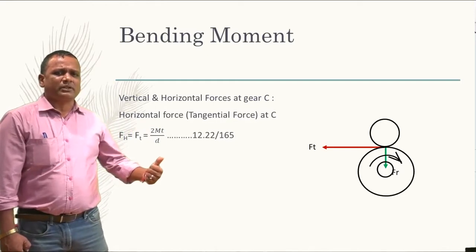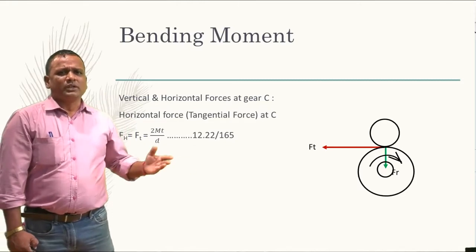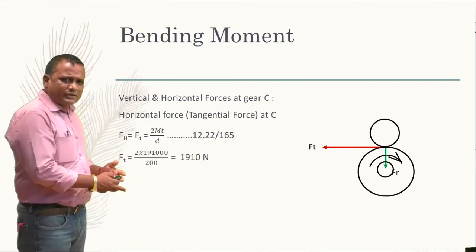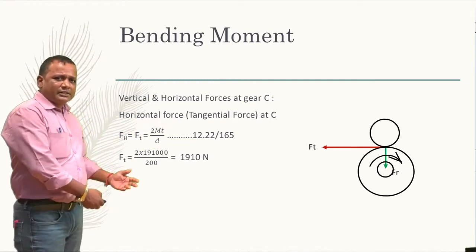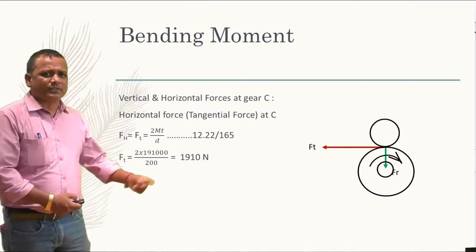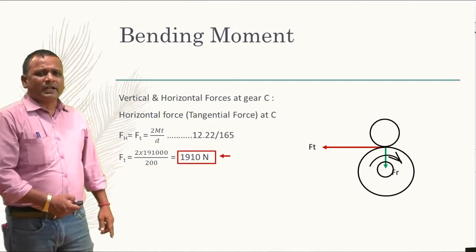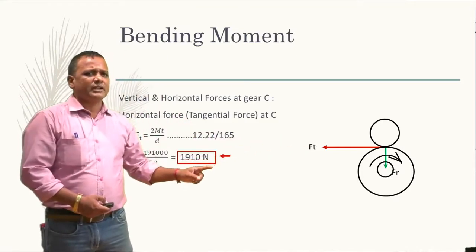From page number 165, equation 12.22, this is where we have the equation. Now substituting all the values, where Mt is the torque found in an earlier slide, the Ft value I got is 1910 Newton. The direction is the same as you can see here, which I had mentioned even at this point.